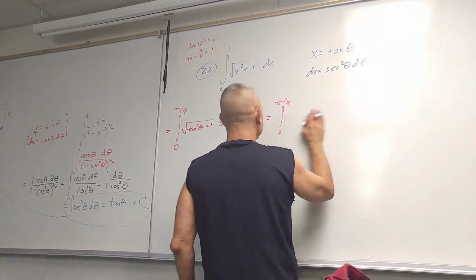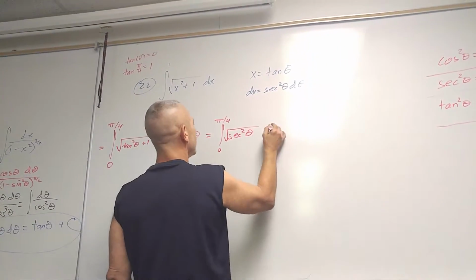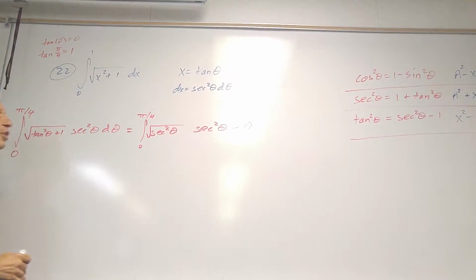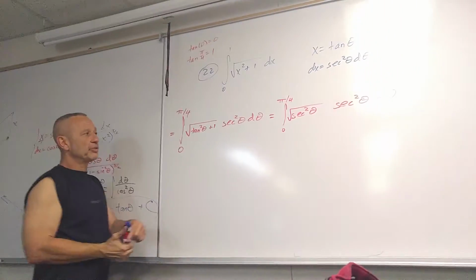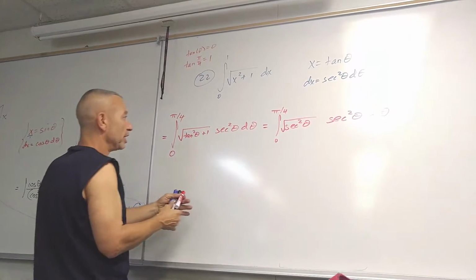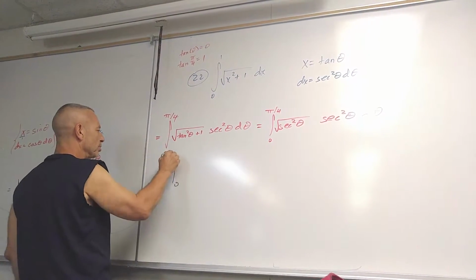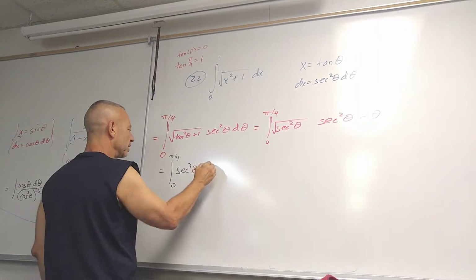I saw those looks. That was the square root of secant squared theta times secant squared theta d theta. Normally, I would say absolute value of the secant. But the secant is positive on 0 to pi over 4, so that is not necessary. This is now the integral from 0 to pi over 4 of secant cubed theta d theta.